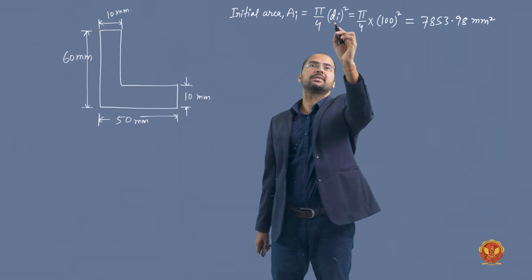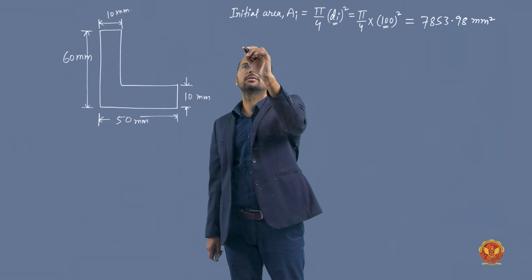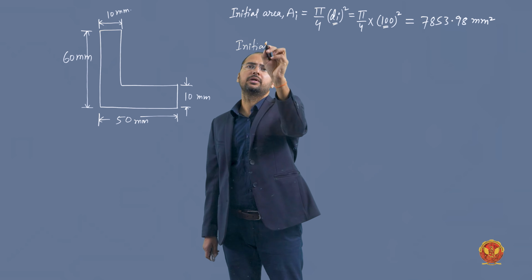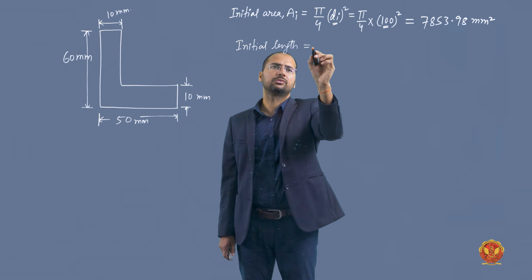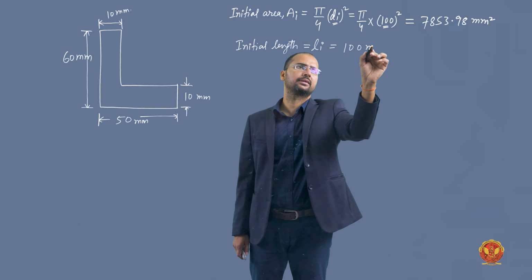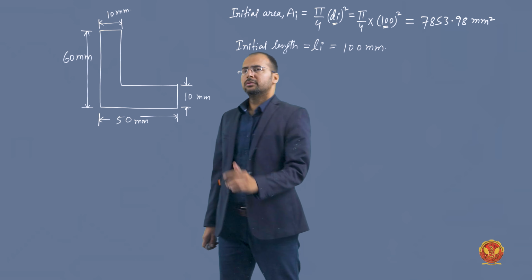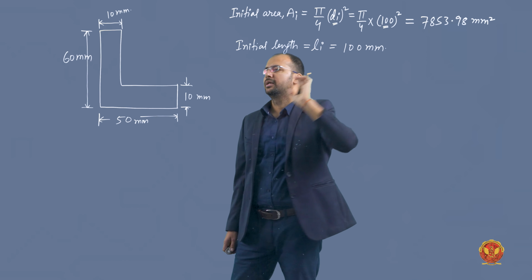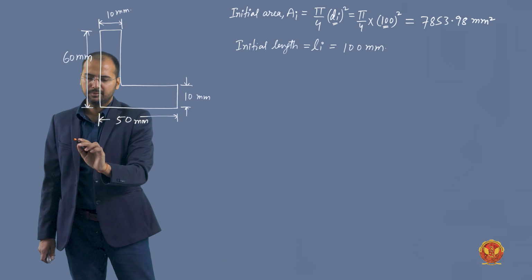So the initial diameter is given as 100. We will be writing here the initial length. Initial length is given in the question, and it is denoted by LI. It is also given as 100 mm. So before extrusion, this was the initial area. After extrusion, we will find out the final area here.